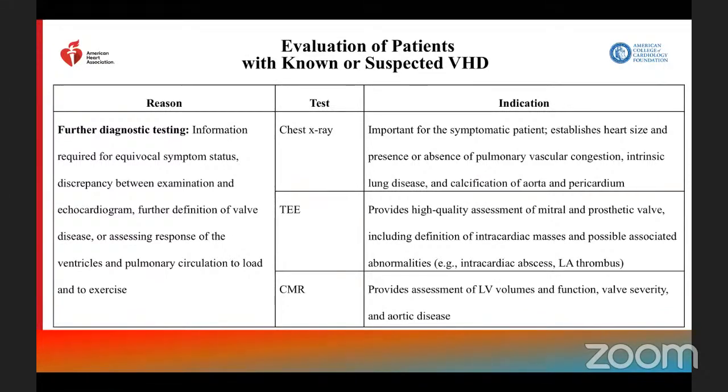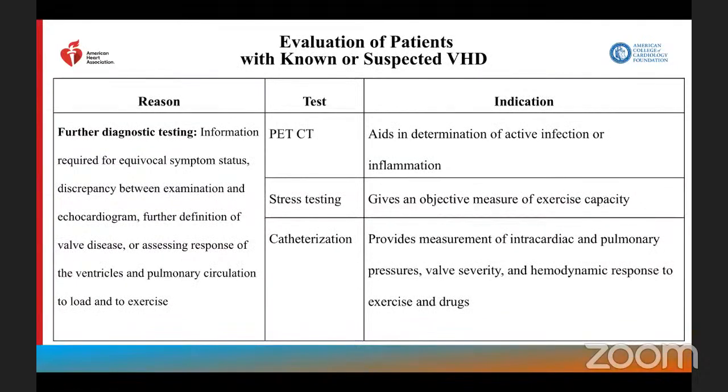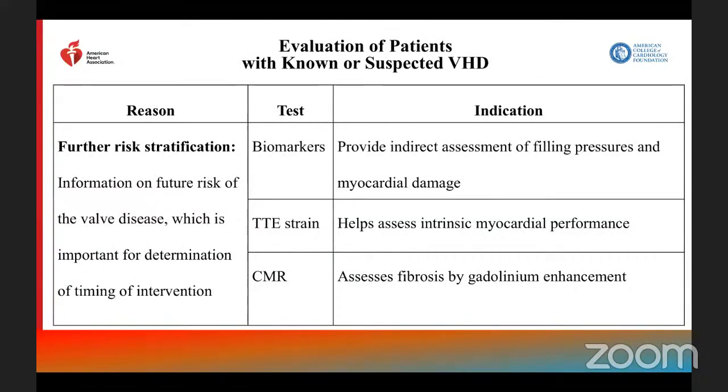Transesophageal echo provides high-quality assessment of mitral and prosthetic valves, including definition of intracardiac masses and possible associated abnormalities like intracardiac abscesses or LA thrombus. Cardiac MRI provides assessment of LV volumes and function, valve severity, and aortic disease. PET-CT aids in determining an active infection or inflammation. Stress testing gives an objective measure of exercise capacity. Cath provides measurement of intracardiac and pulmonary pressure, valve severity, and hemodynamic response to exercise and drug. Serum biomarkers provide indirect assessment of filling pressures and myocardial damage.